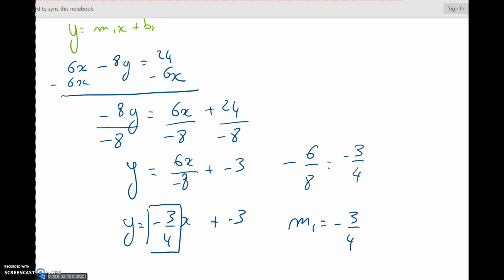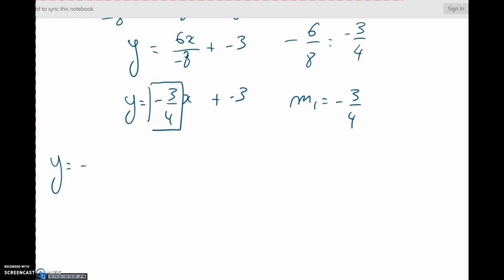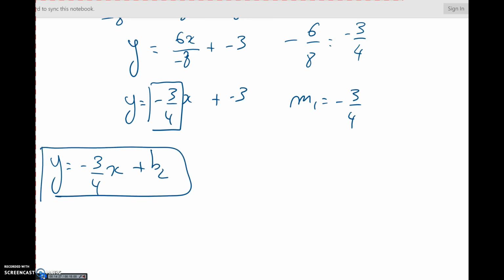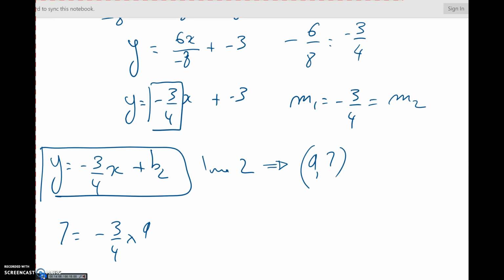You with me? So that means that y equals negative 3 over 4 x plus b2. That is the equation of my line number 2. The only thing I need to find out is b2. How to find b2? I know that m1 equals that, so that means we have m2 because they are parallel. So this is why my line number 2 is this. And now, because my line is going through the point (9, 7), well, I'm going to say 7 equals negative 3/4 multiplied by 9 plus b2.